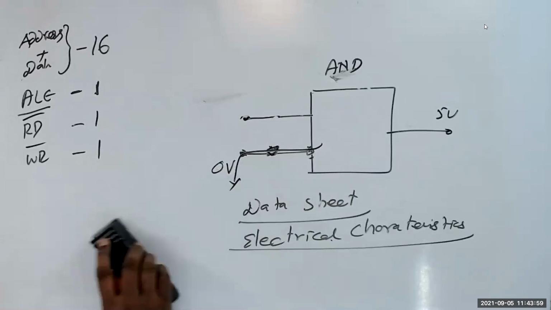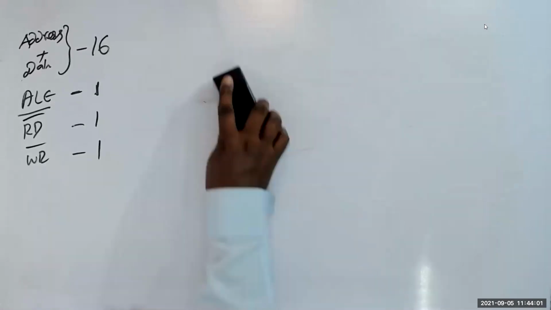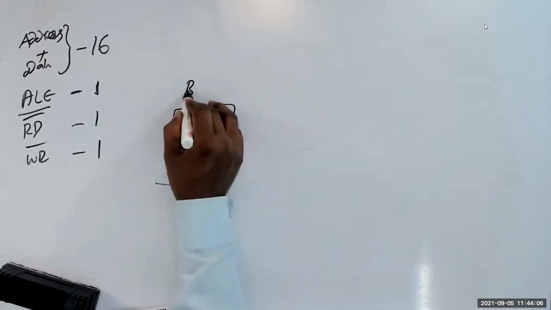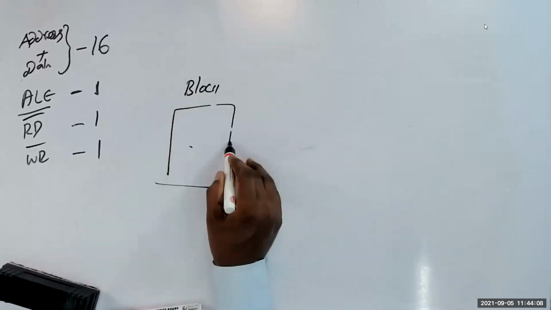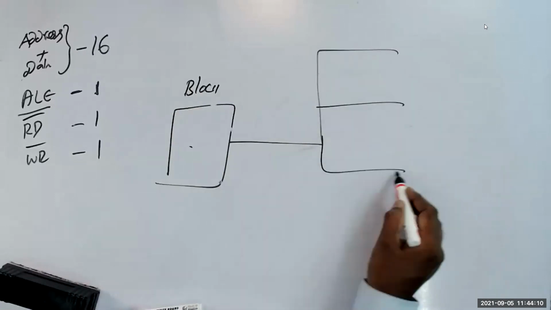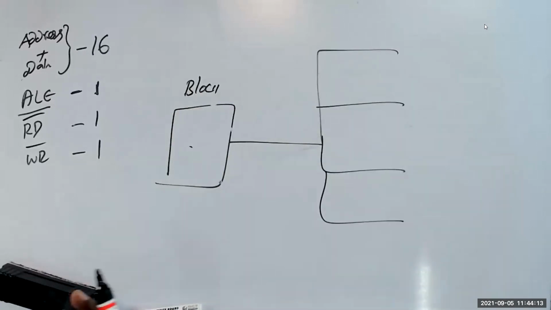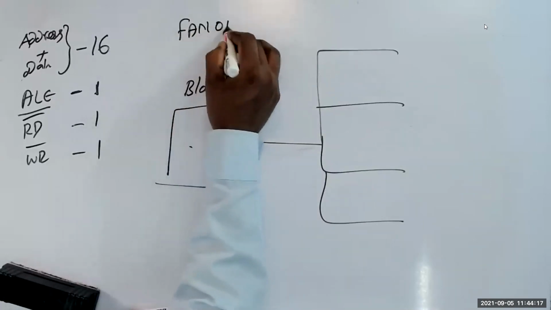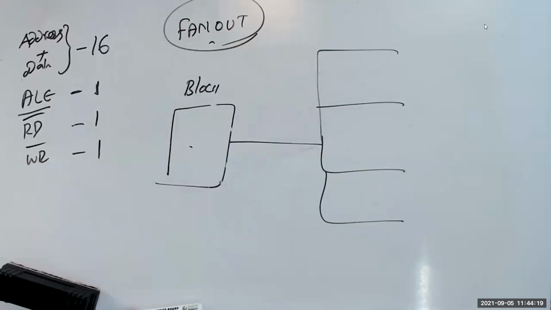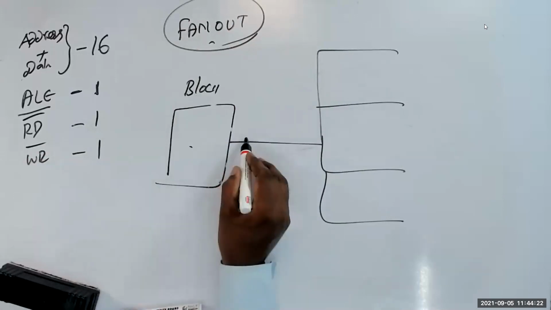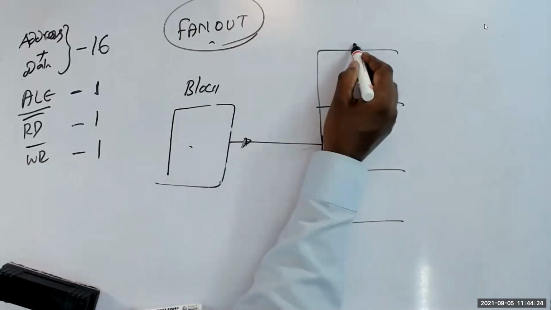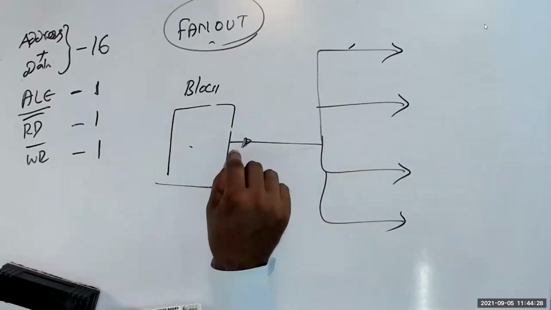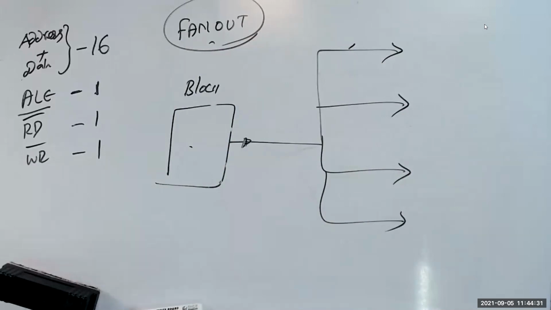Now let us assume that I have a microprocessor, one block, which I connected to multiple gates. If you're an engineering student, you might have heard there's something called fan out. Fan out is nothing but how many inputs one output can get connected to. That is decided based on the current.